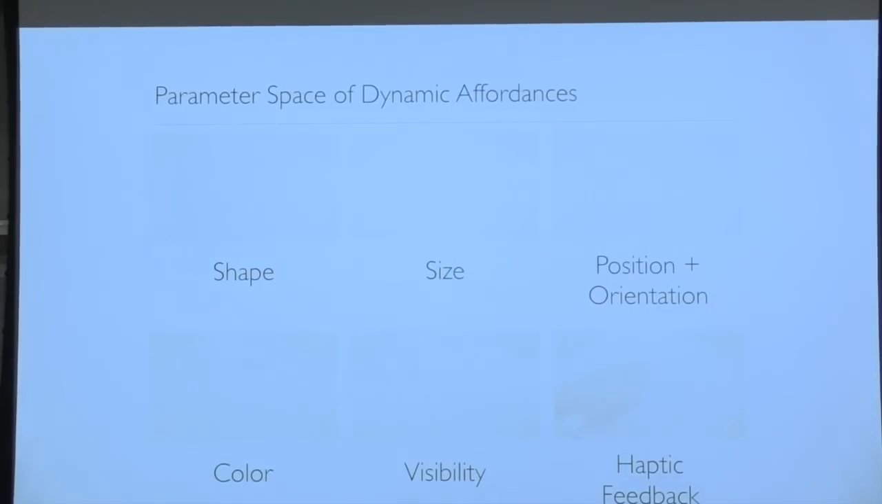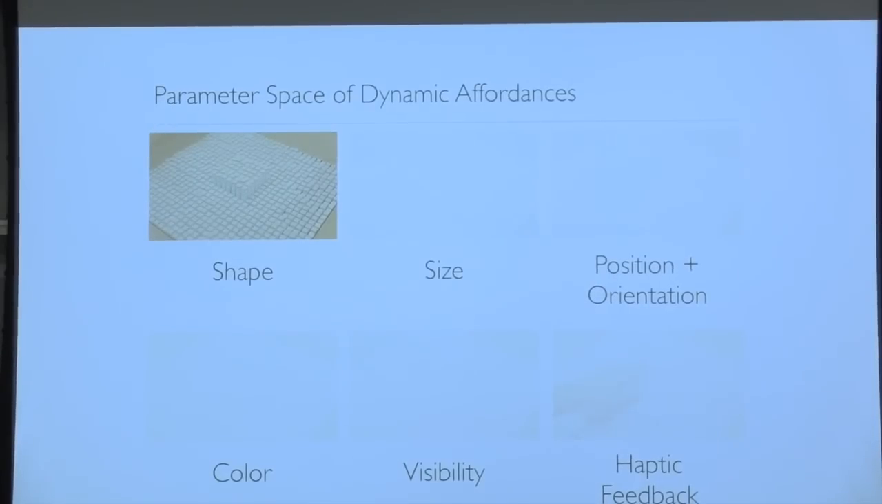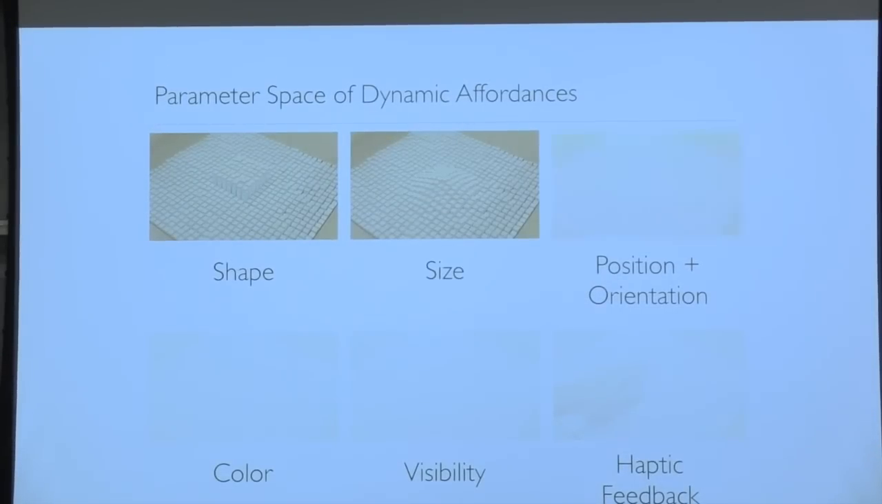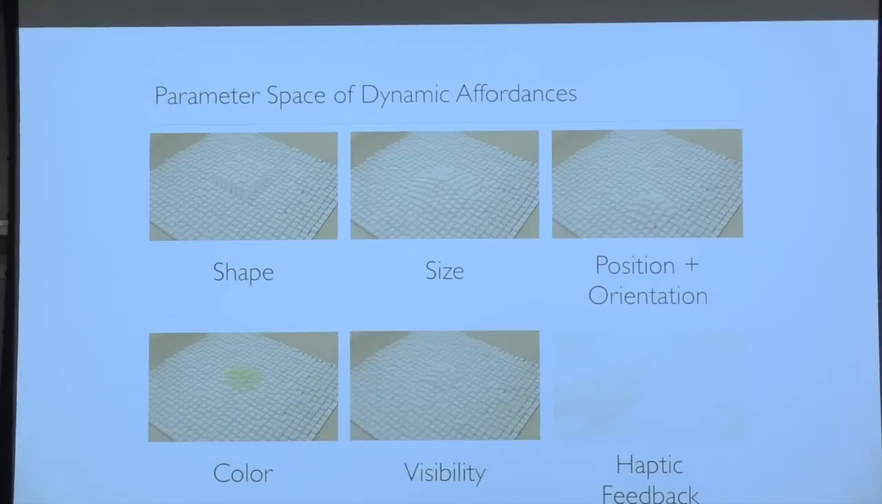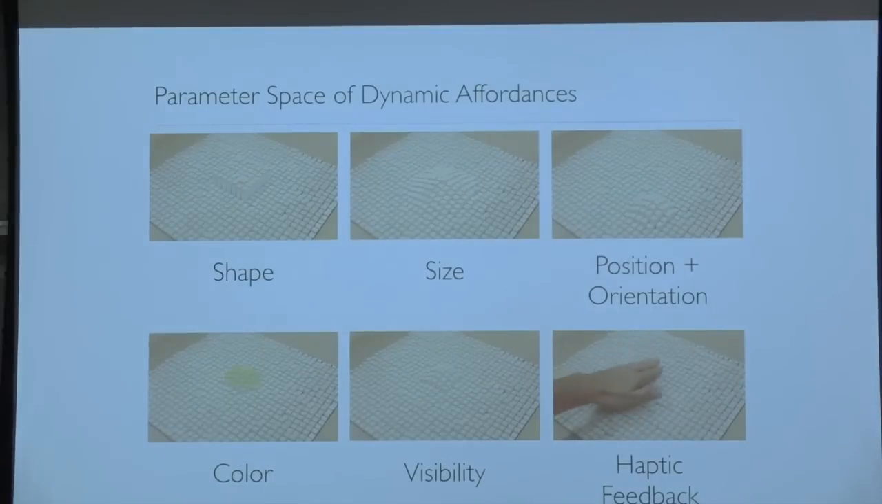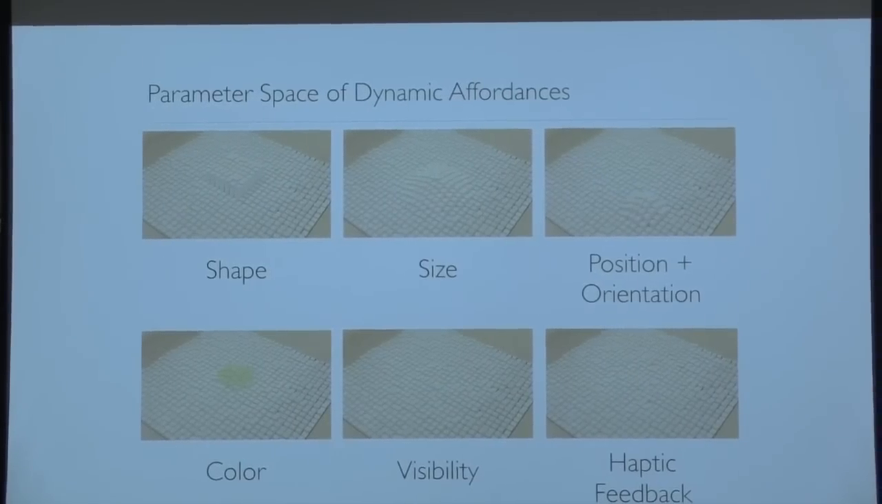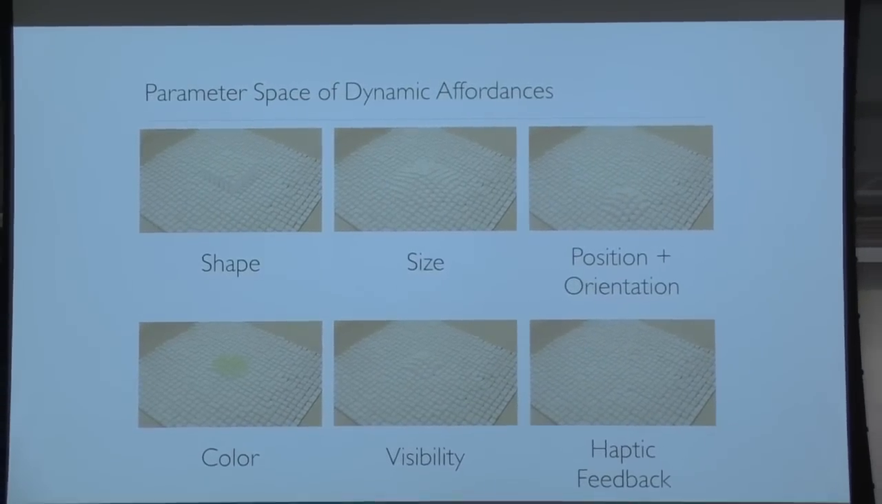So inside of this space of dynamic affordances, we can think about changing their shape, their size, their position and orientation, their color, their visibility, as well as the way that they feel. So we can render different stiffnesses or vibrations through this as well. And so what that means is that we can really create a new vocabulary for physical interface elements that we couldn't before, because now we can change them on the fly.